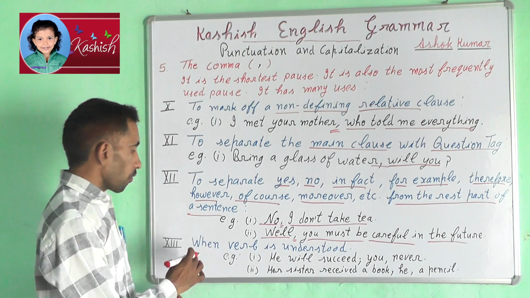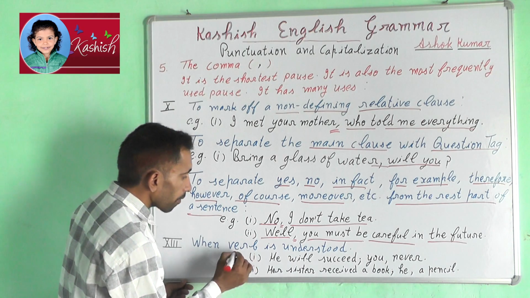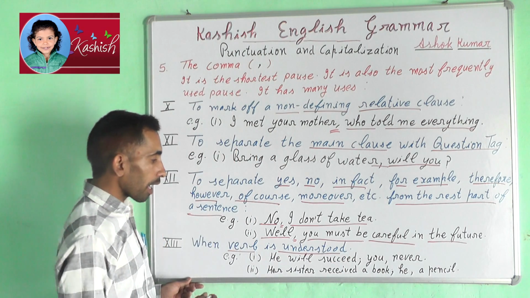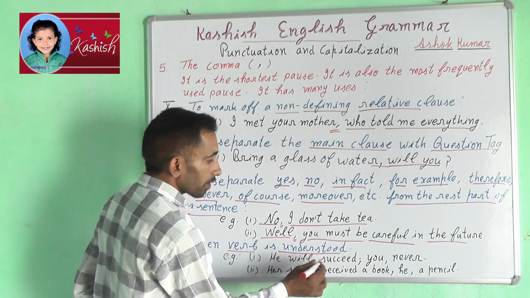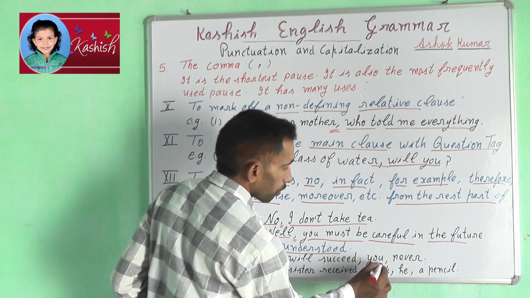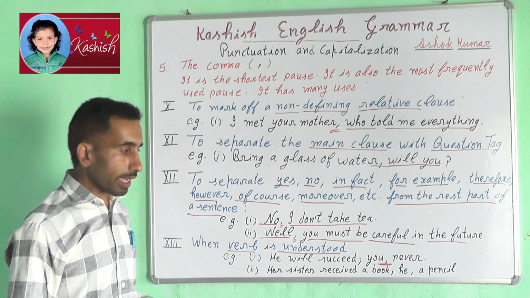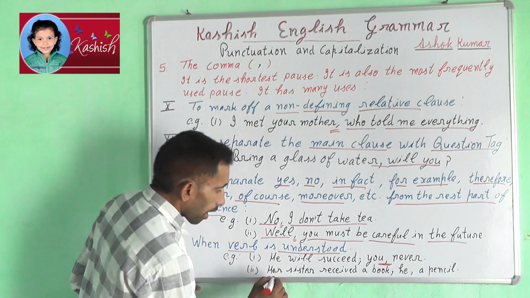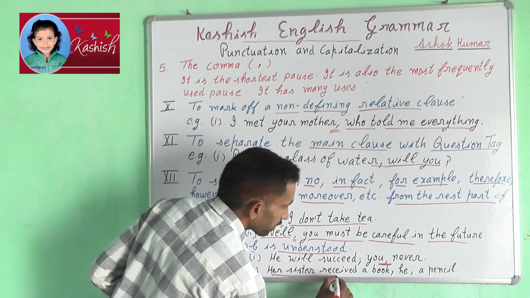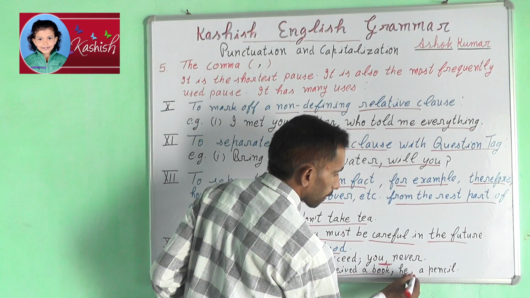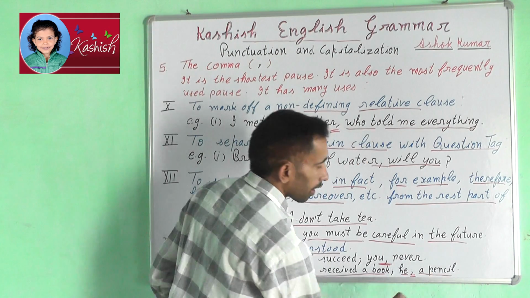Thirteenth, when a verb is understood. For example, he will succeed, you never. Next, her sister received a book, he a pencil.